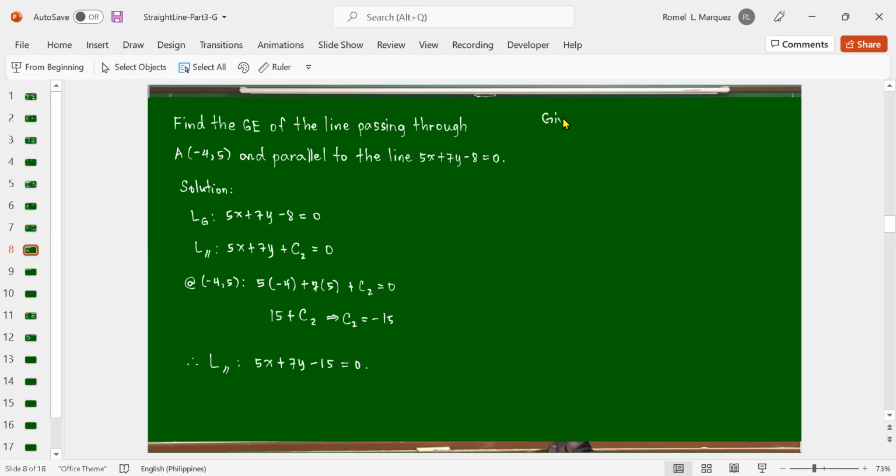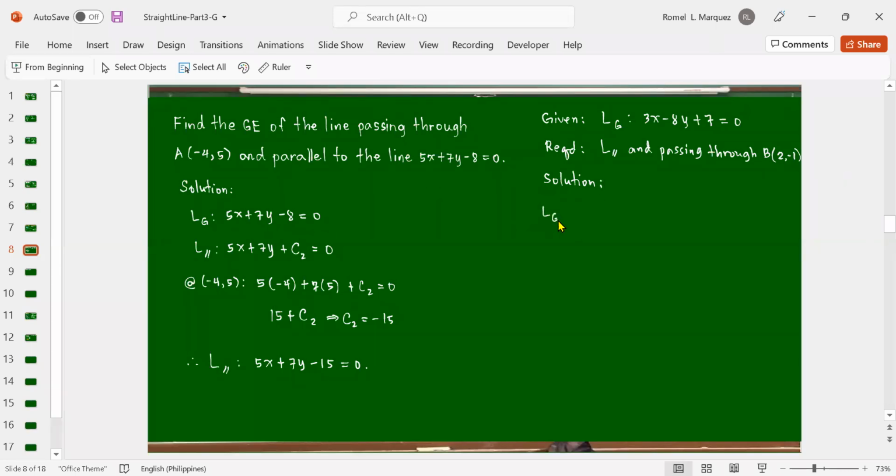What about if we are given a line that is, let's say, 3x minus 8y plus 7 equals 0. And we want to know the line parallel and passing through point B, let's say (2, -1). Okay? So how to get the equation of that?